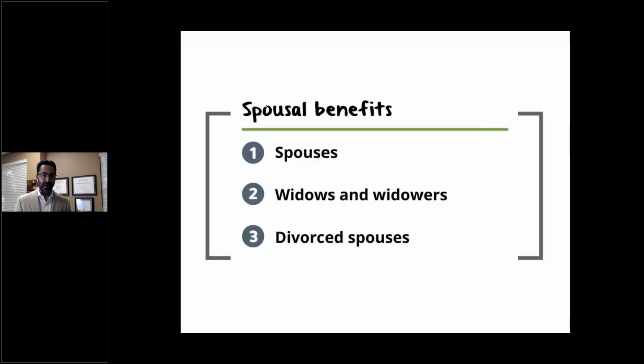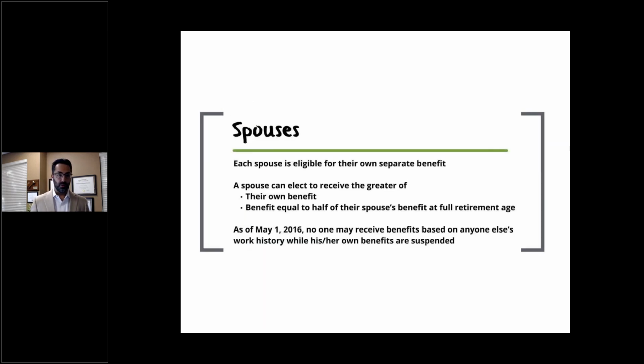All right, we'll take a look at spousal benefits. They differ for spouses, and of course for widows and widowers, and also divorced spouses. If you are married, each spouse is eligible for their own separate benefit based upon their earnings. A spouse can select either their own benefit based upon their earnings, or 50% of their spouse's benefit at full retirement age, whichever is greater. So the higher of the two.